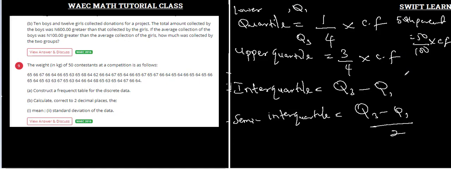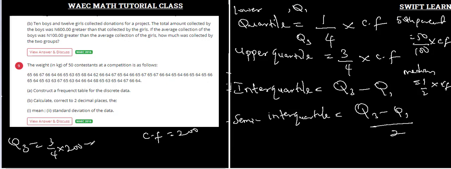Or they tell you to get the median. Median means 1/2 times the cumulative frequency. You don't just get it and write the number. For example, let's say the cumulative frequency is 200. You can't tell me that my upper quartile is 3/4 times 200, and then tell me the answer is 150. No, it's wrong. The answer is not 150.